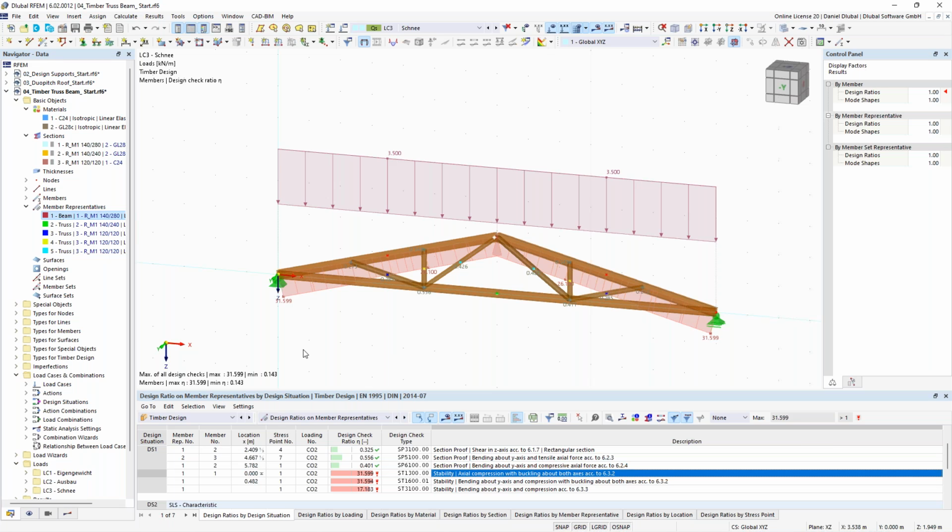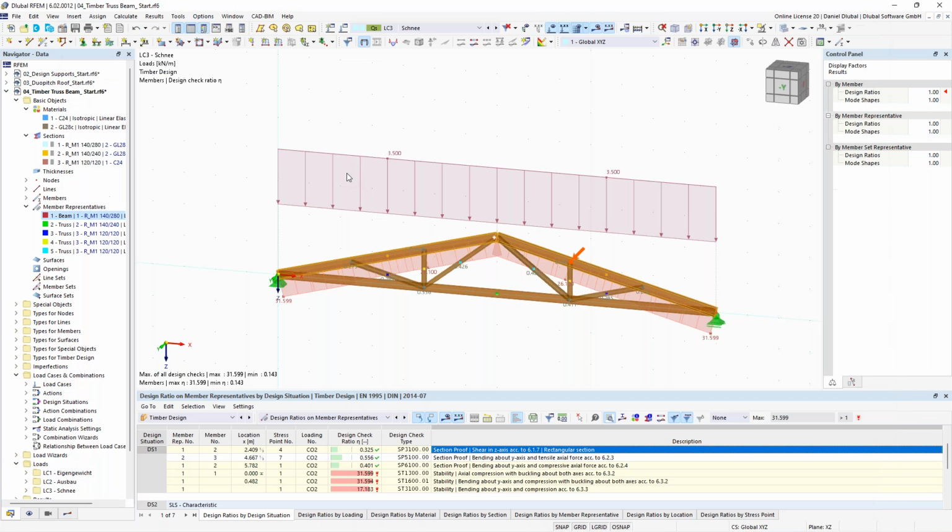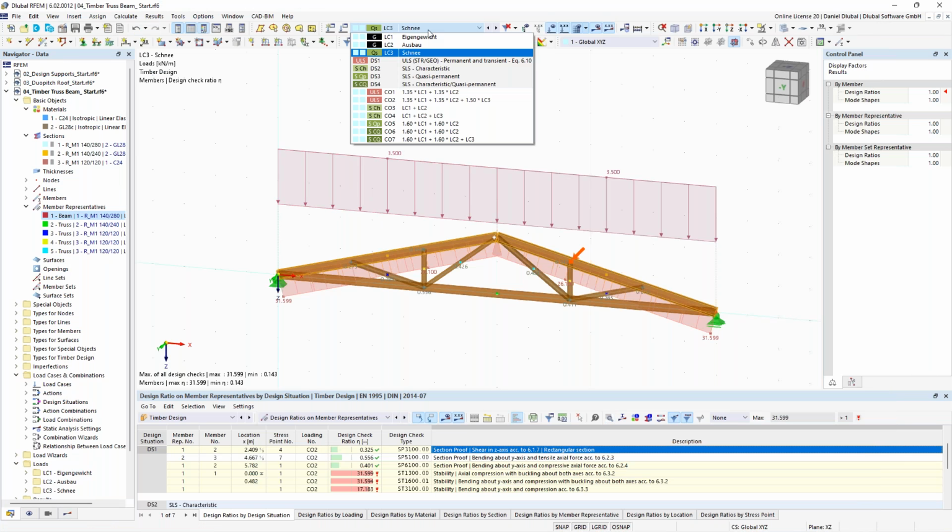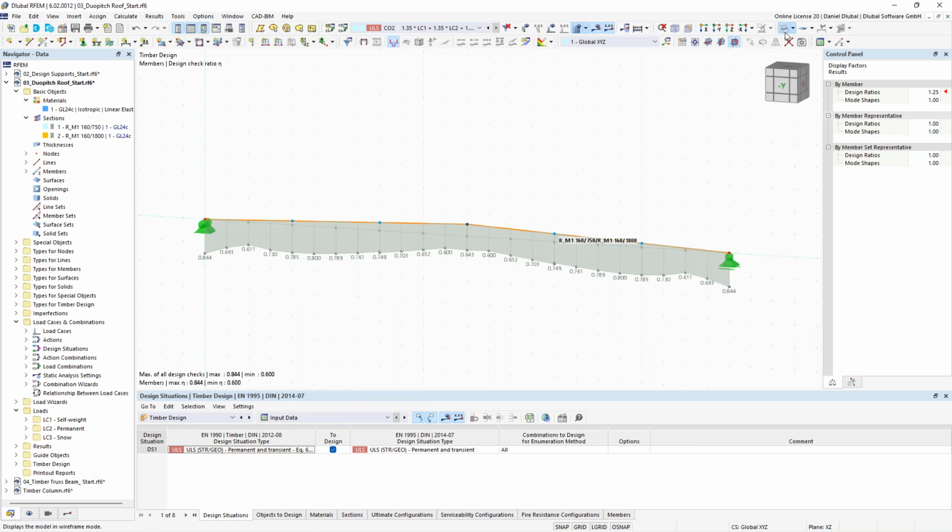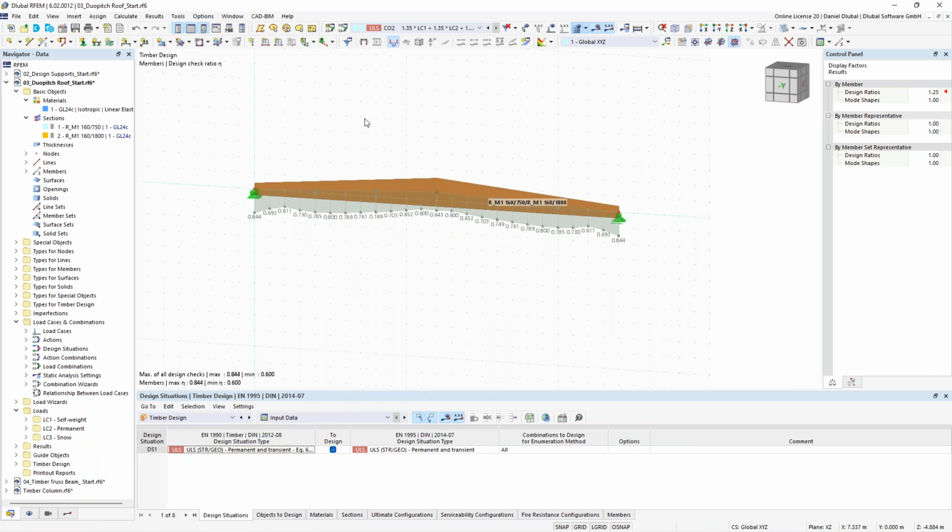And yeah, so now you can see what we have done. Also here, how we consider this timber truss with different load cases and also for the timber design. And yeah, this was also the whole training. So I hope you enjoyed this training. I hope you have learned some new things. We are also at the end.